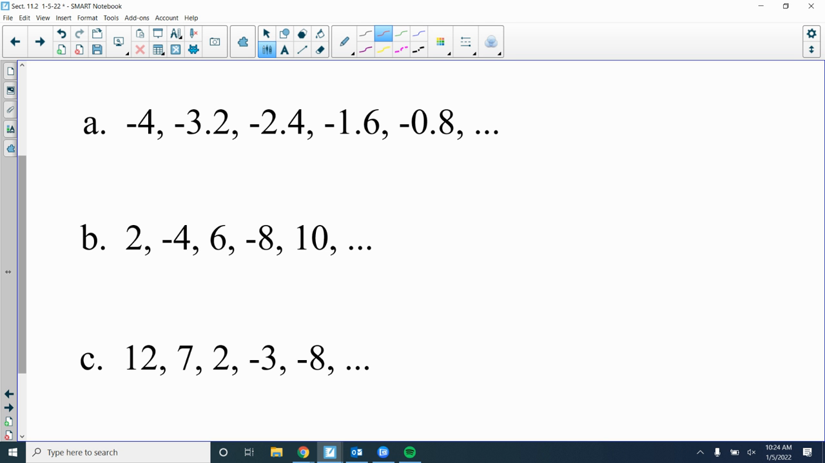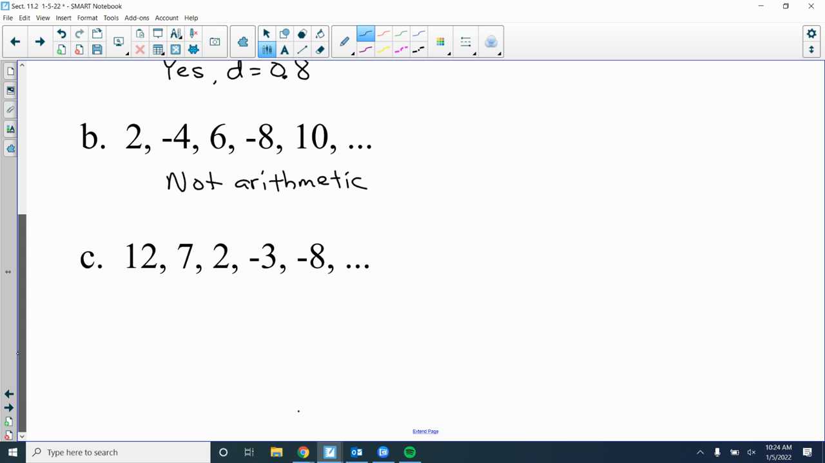Holly, what do you think for the first one? D equals 0.8. So yes, it is arithmetic, and D equals 0.8. Aiden, second one. No, it is not arithmetic. If you just look at it quickly, you see 2, 4, 6, 8, but you got negatives in there. It's not arithmetic. All right, and Katie, third one.